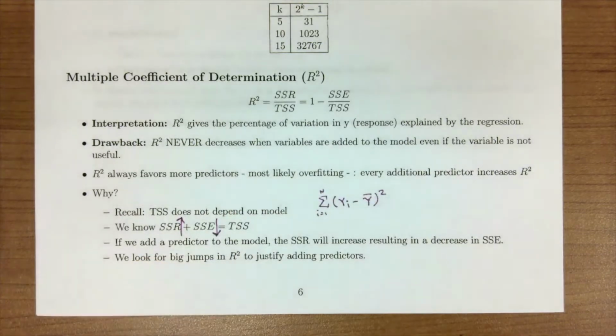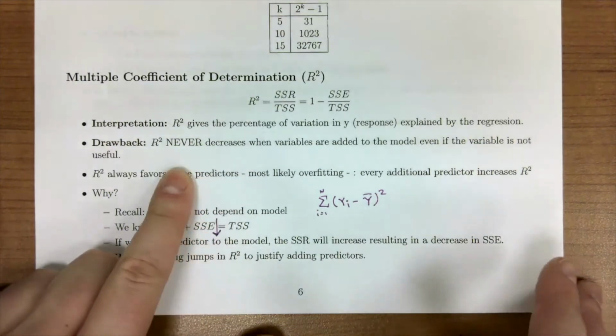So typically what we are looking for are large jumps in R squared to justify whether we should or shouldn't add predictors. Just because R squared is going up doesn't mean that the variable you added is necessarily useful in the model, because it could only go up maybe like 0.1, which isn't a very large jump.